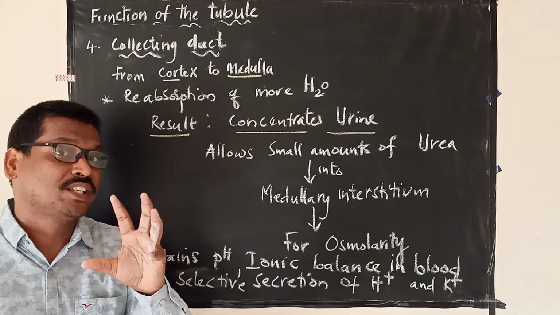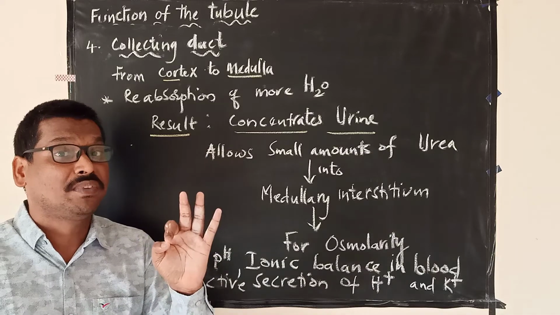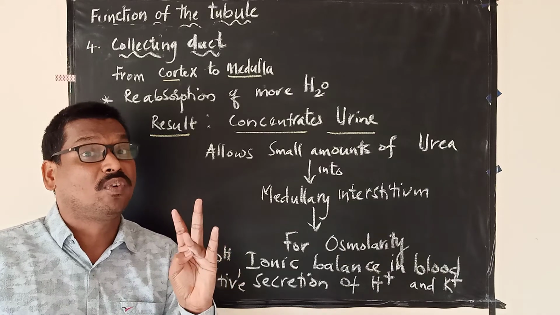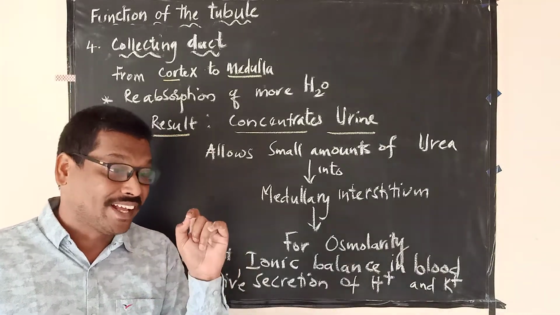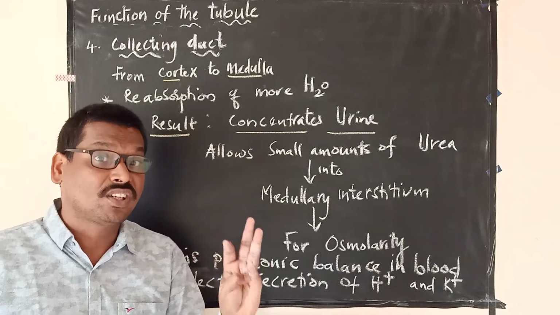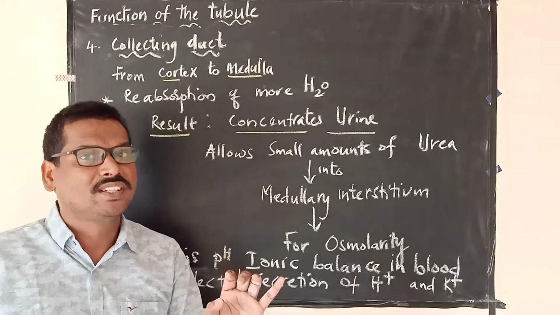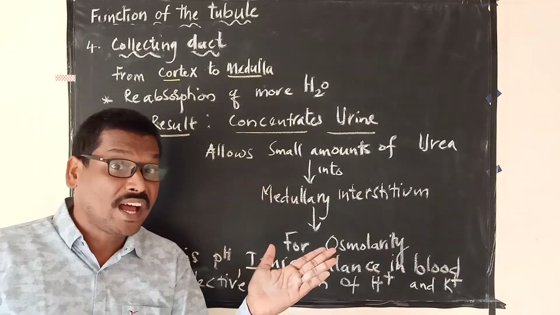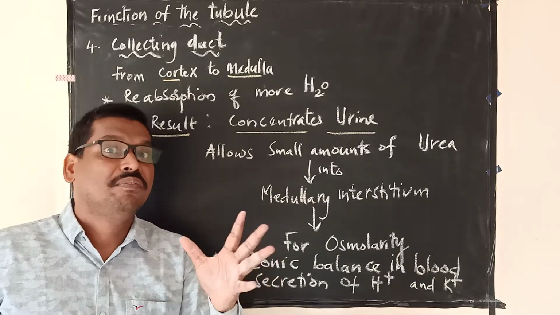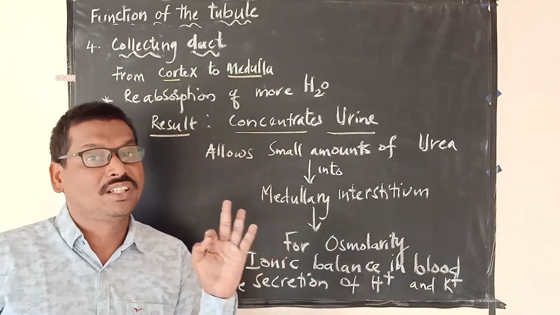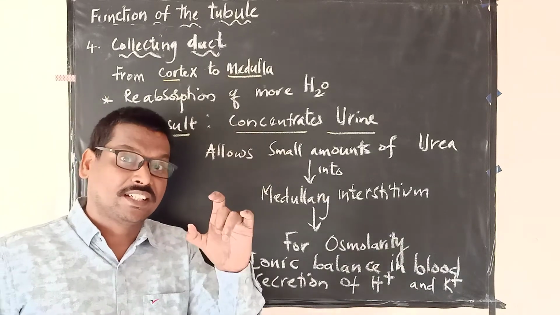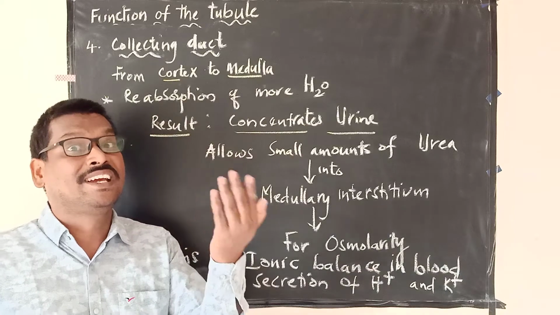And a very important point as we study this chapter: we should keep in mind that excretion means elimination of nitrogenous metabolic waste in the form of what? Urea, in the form of urine. Elimination or excretion of nitrogenous metabolic waste, urea, in the form of urine. So the point that we have to remember here is that in the collecting duct, the concentration of urea increases.